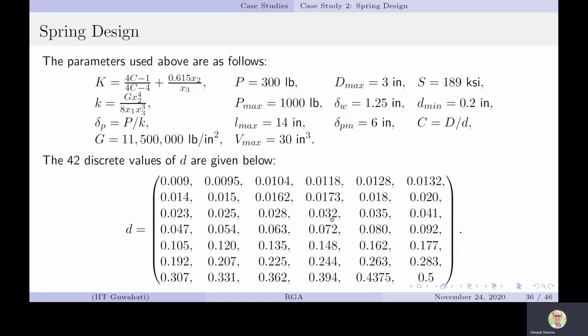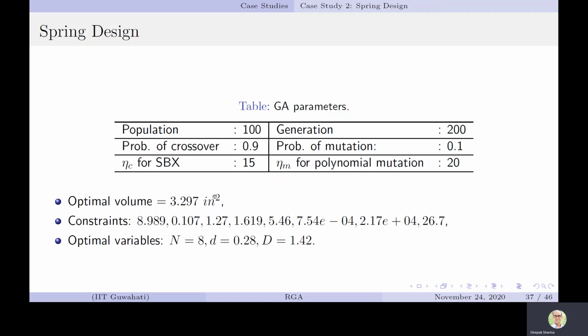It cannot take other than that value. And that's why we call d a discrete variable for us. When we run this GA with 100 population, 200 generation, probability of crossover 0.9, probability of mutation 0.1, SBX operator, eta C for SBX is 15, eta M for polynomial mutation 20, we get this optimal solution, which is the best so far in the literature.